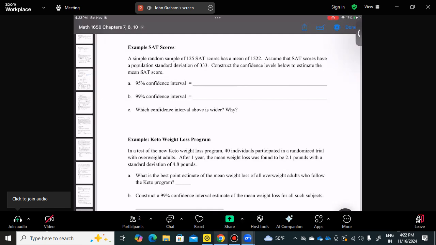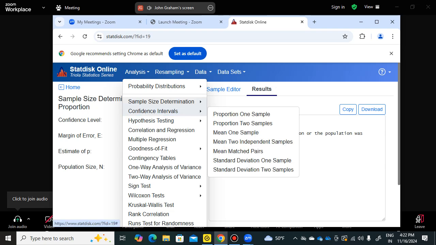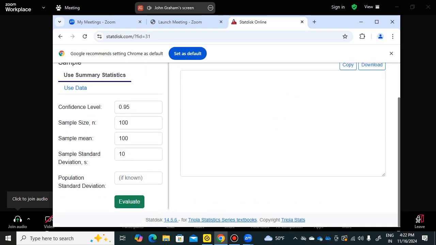So go to analysis, confidence intervals, mean one sample. Confidence interval, we'll start with 95%. We have an n of 125. We have a mean of 1522. Standard deviation, that's population standard deviation of 333. Evaluate.